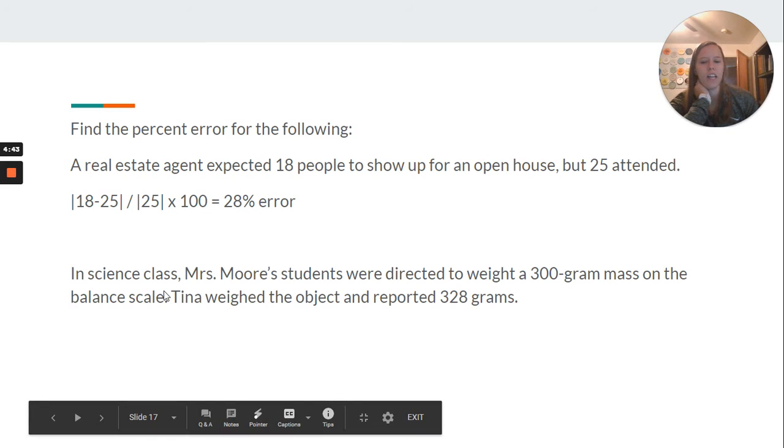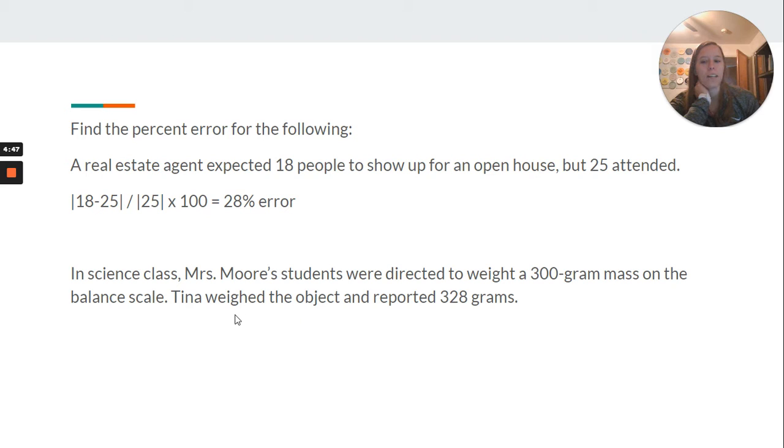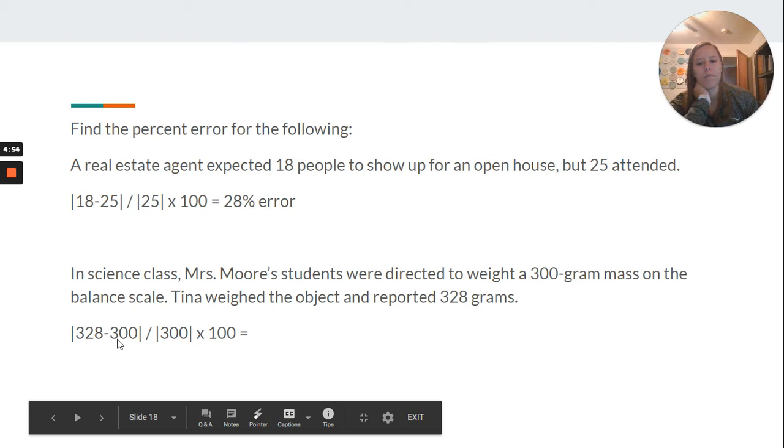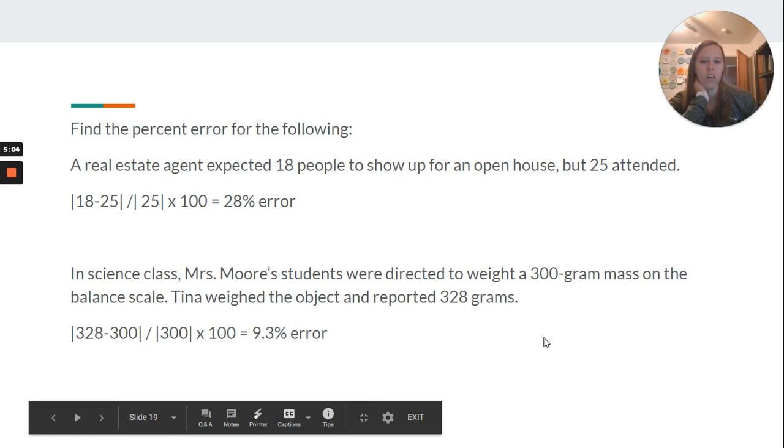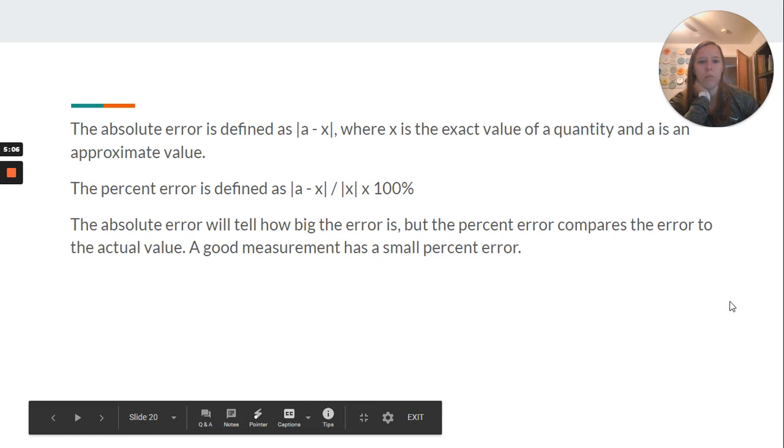All right, next. In science class, Mrs. Moore's students were directed to weigh a 300-gram mass on the balance scale. Tina weighed the object and reported 328. So 328 minus 300 is 28, over 300, times 100, is a 9.3% error. So always round to the nearest tenth of a decimal. You have to.